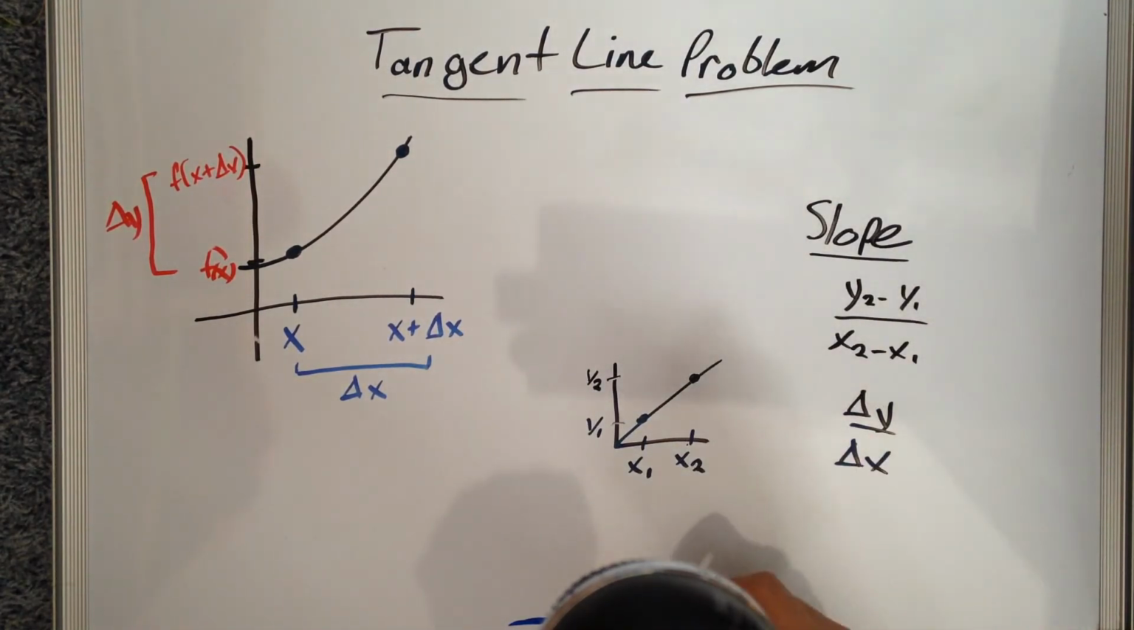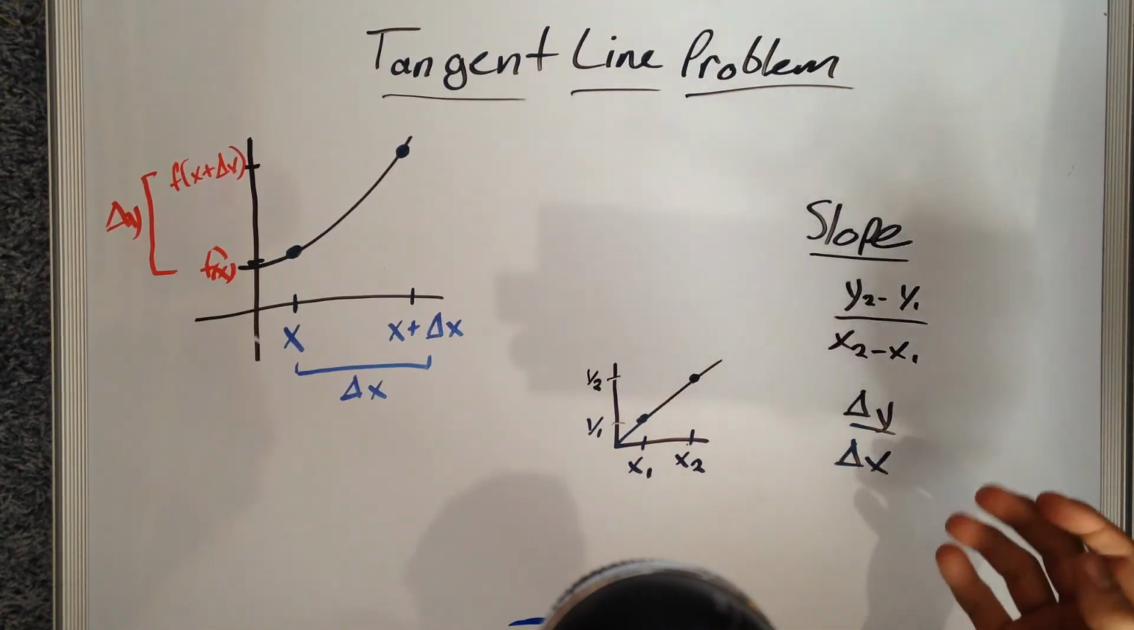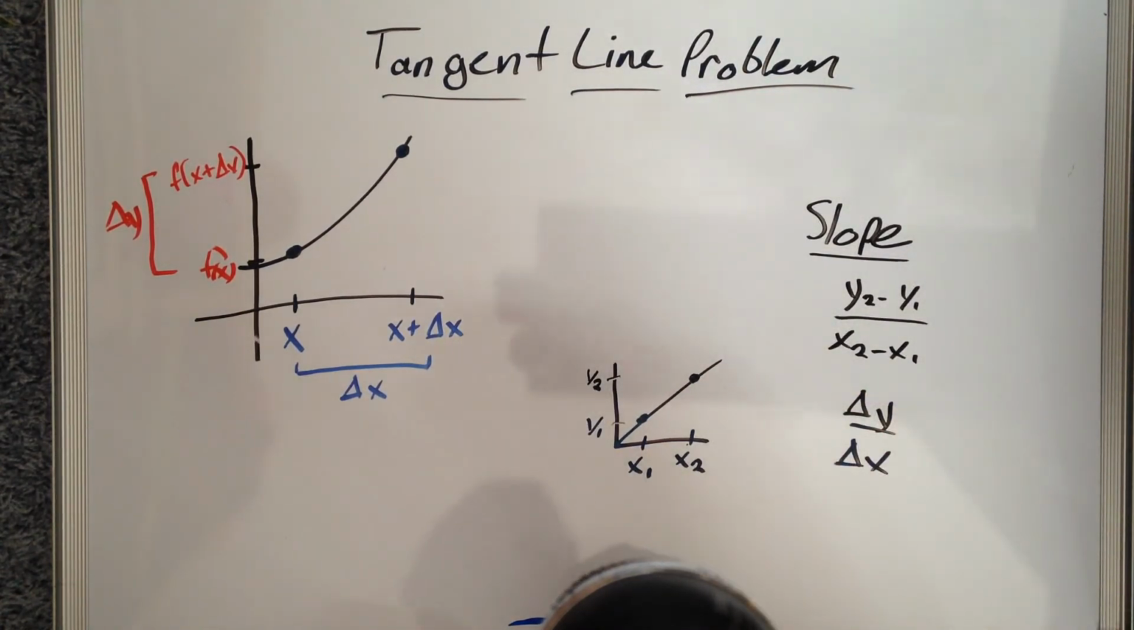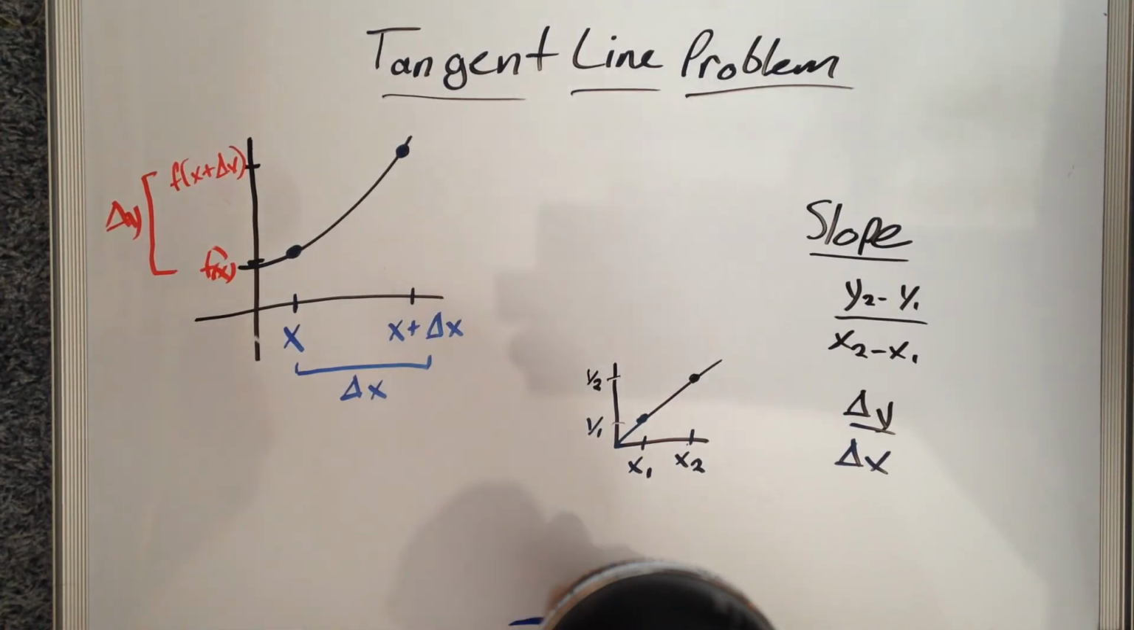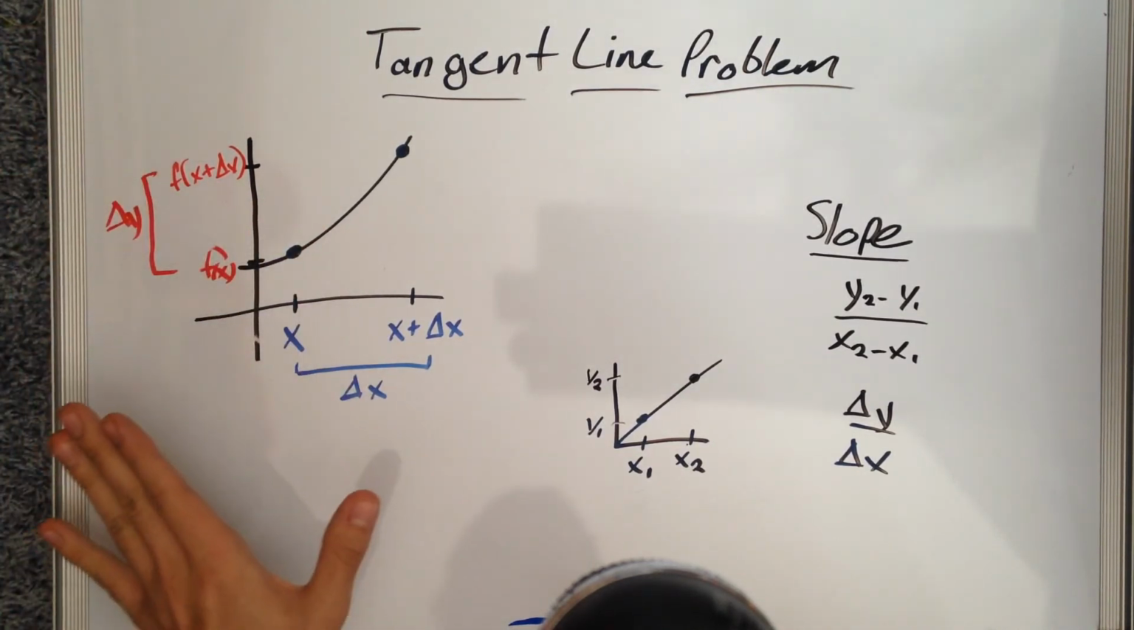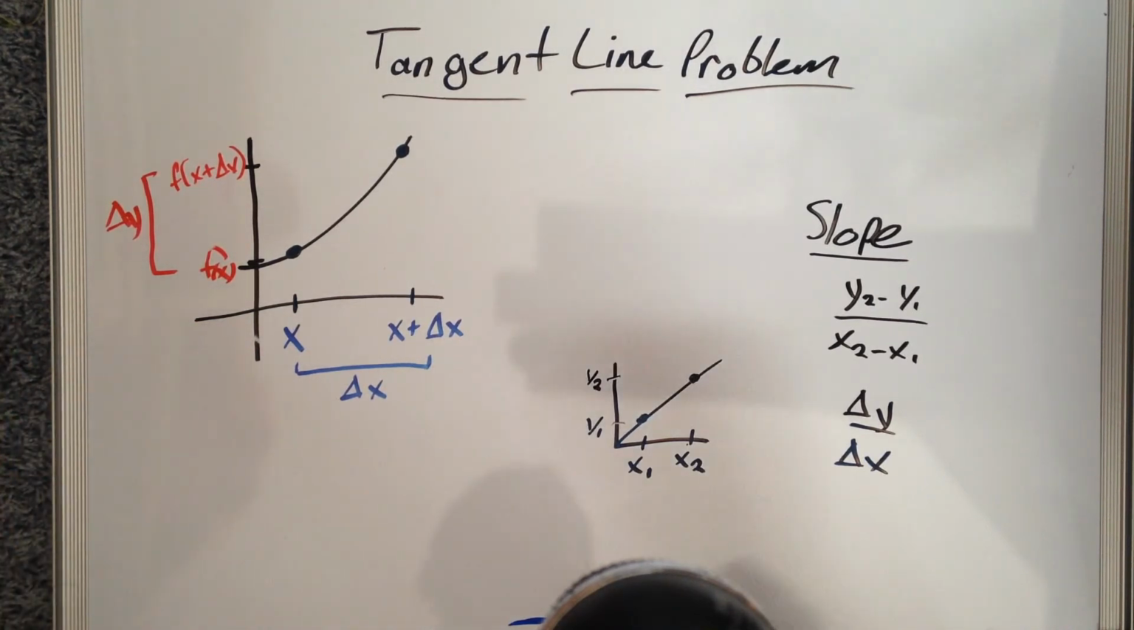First, let's go over slope. Slope of a line is y2 minus y1 over x2 minus x1. It's delta y over delta x, change in y over change in x. And when you have a linear function, it's very easy to see where those numbers come from. You have x1, x2, y1, y2, and you can plug those right into the formula. It's just straight algebra.